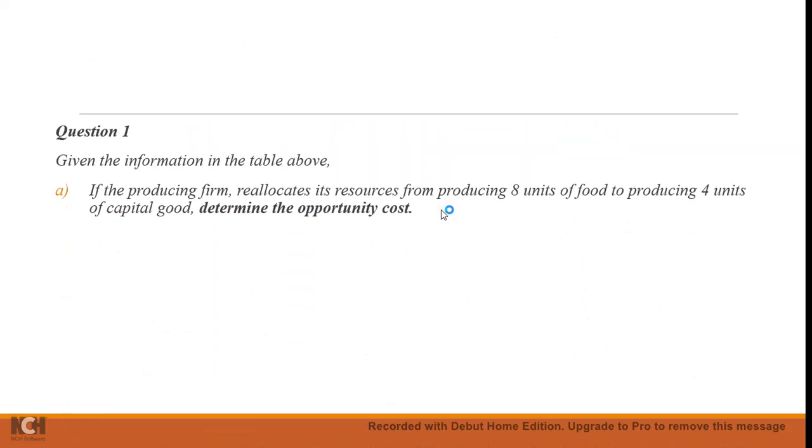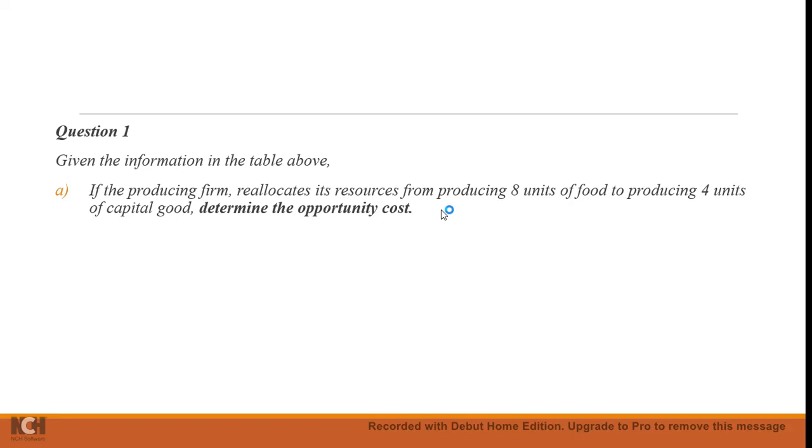Given the information in the table above, if the producing firm reallocates its resources from producing 8 units of food to producing 4 units of capital good, determine the opportunity cost. So you want to determine the opportunity cost of the firm when it tries to produce an additional 4 units of capital good. At 8 units of food, what you ask yourself is, how much capital good was the firm producing? Because you want to always determine the loss and then determine the gain.